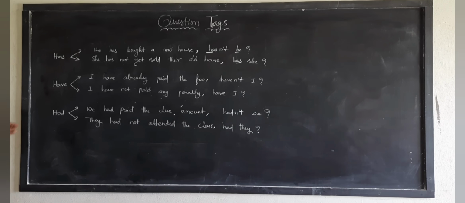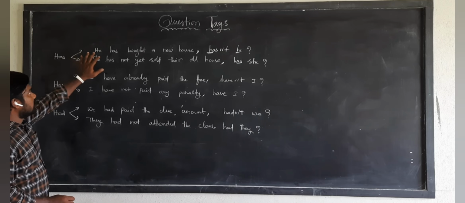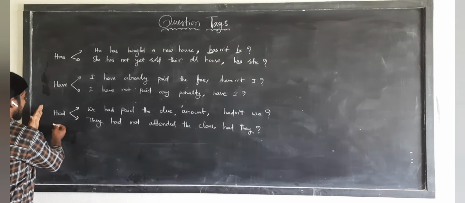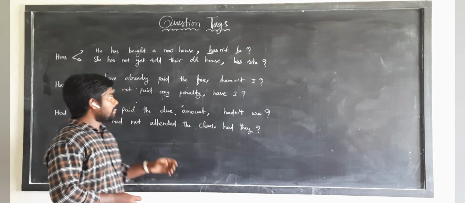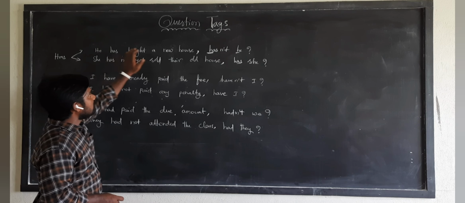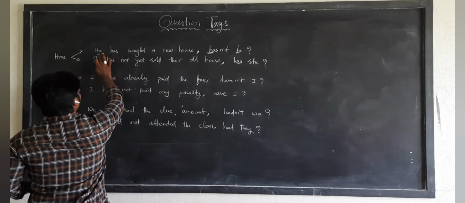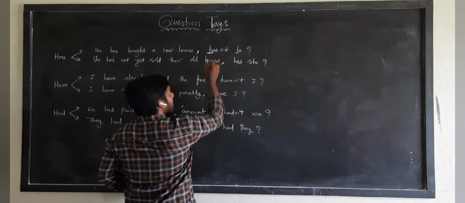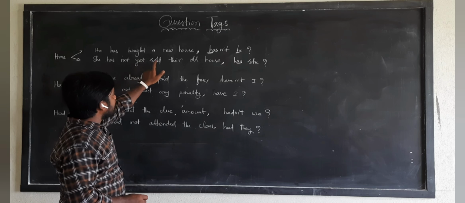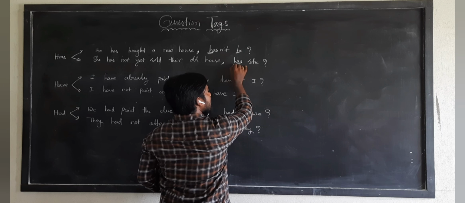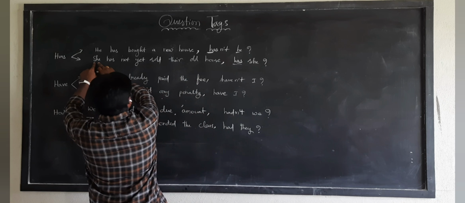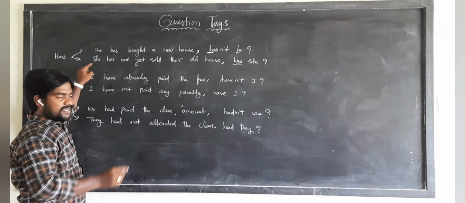See, and the next, have forms. The have forms, have and has, are used for the present perfect tense, had is used for past perfect tense. If the statement, as I already told you, is positive, the tag will be negative. He has bought a new house. The answer is hasn't he. She has not yet sold the old house. The answer is has she. Take this auxiliary verb as has and pronoun she will be the answer.